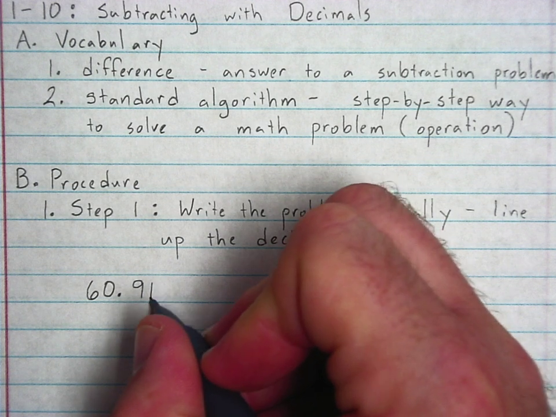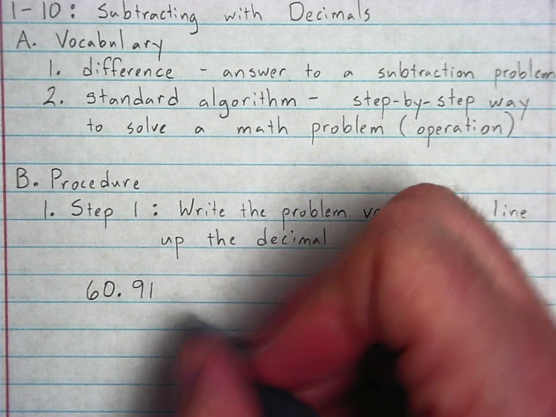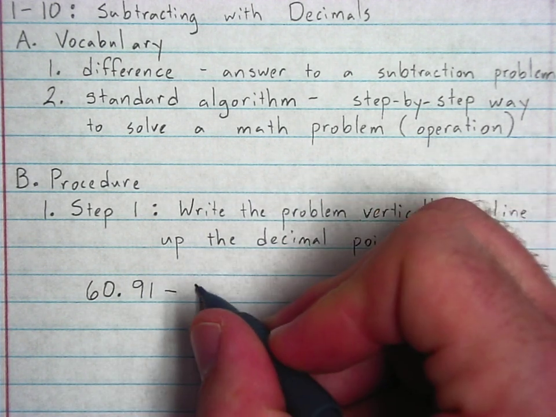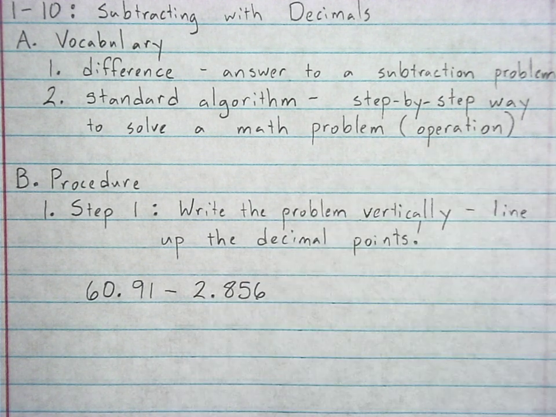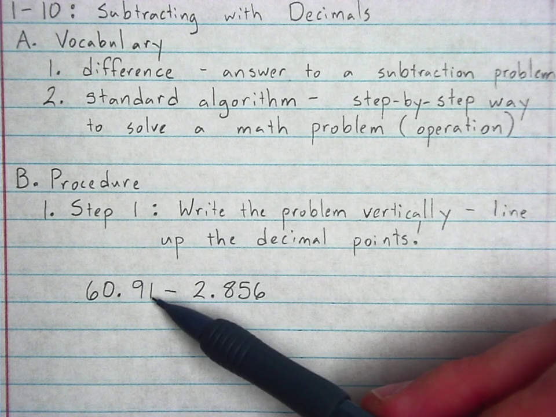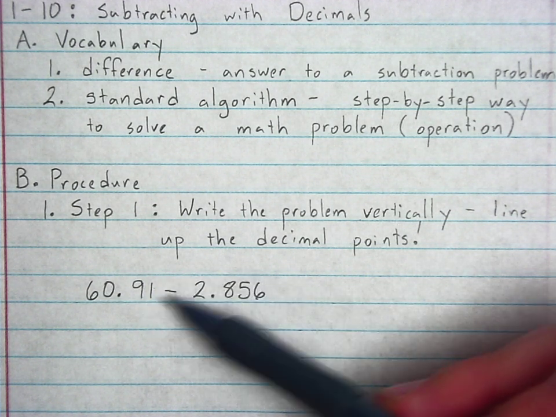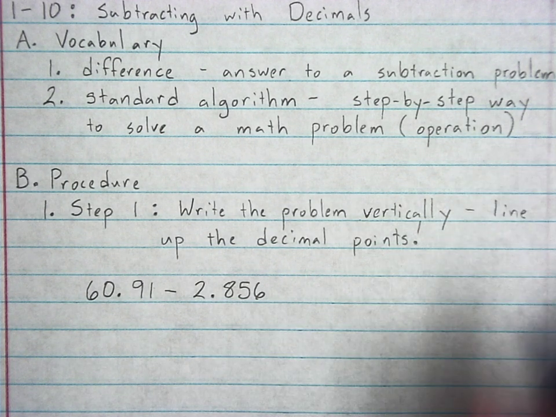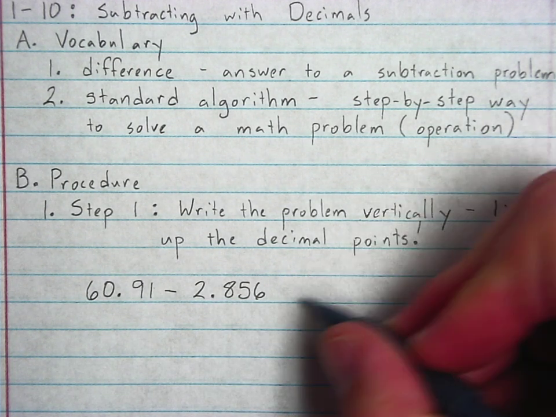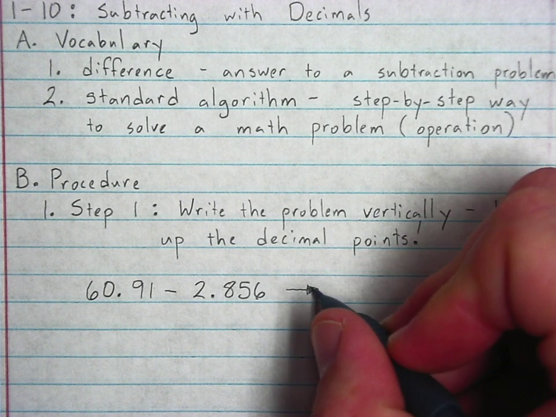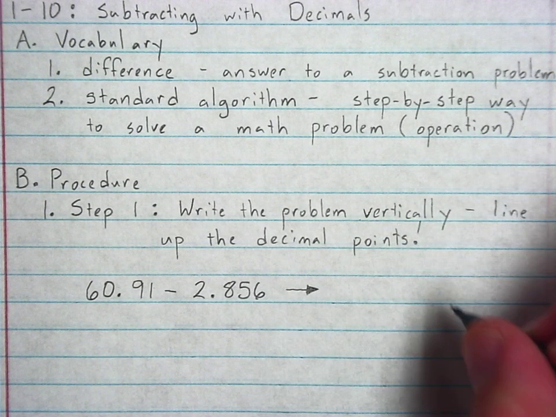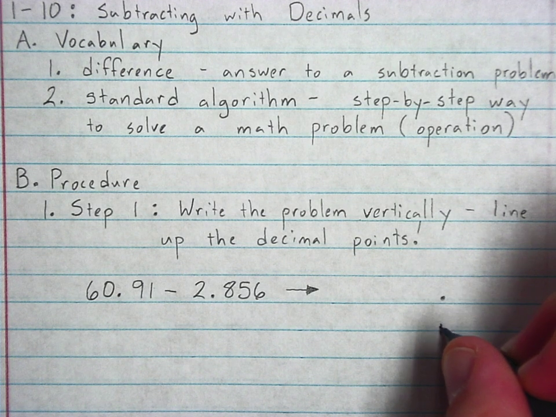60 and 91 hundredths minus 2 and 856 thousandths. Now, a lot of students will try to write this, the 1 over the 6, the 9 over the... That's not correct. We have to line up the decimal points. So I put the decimal points in first. I'm going to give myself some space. Okay. I am going to put the decimal points over here.